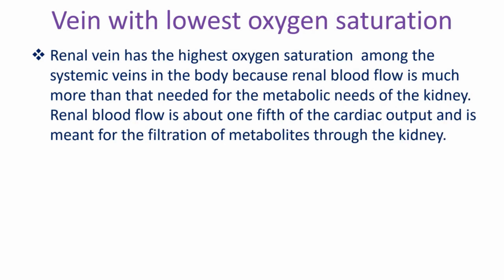Renal vein has the highest oxygen saturation among the systemic veins in the body because renal blood flow is much more than that needed for the metabolic needs of the kidney. Renal blood flow is about 1/5 of the cardiac output and is meant for the filtration of metabolites through the kidney.